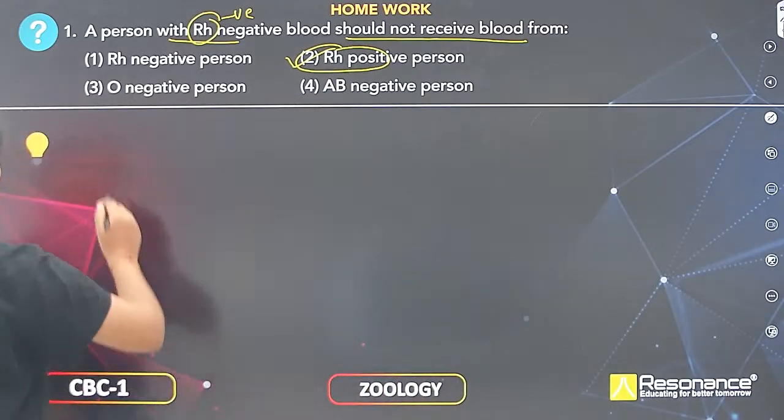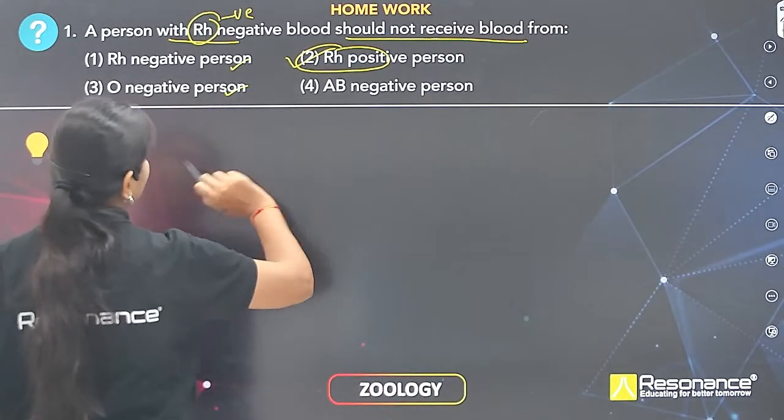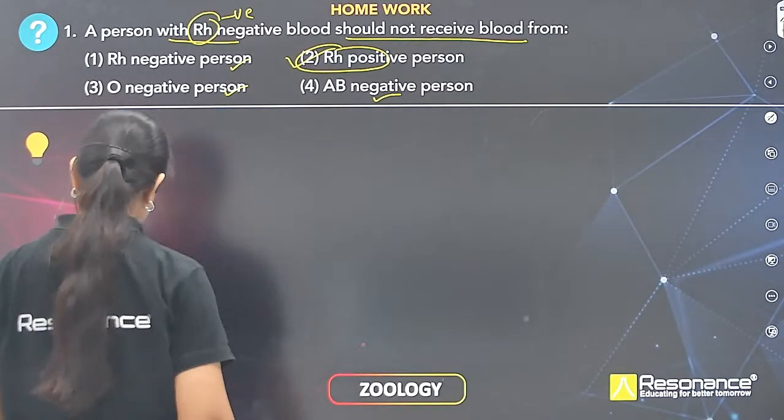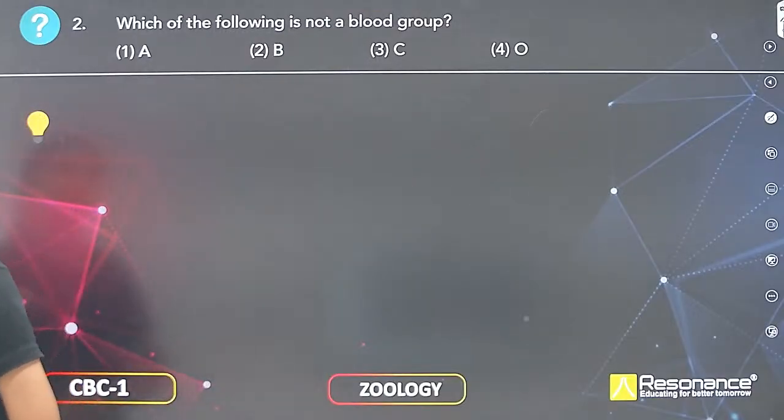Next, O negative person, yes, they can receive it. A negative person, yes, but not the positive one. So the option is what? The option number 2. Next, moving on to the next question, which of the following is not a blood group?